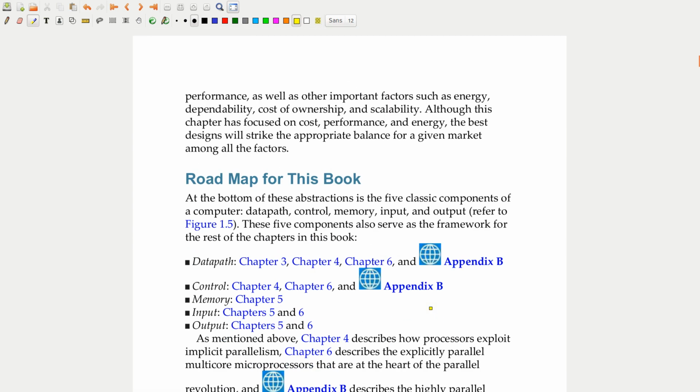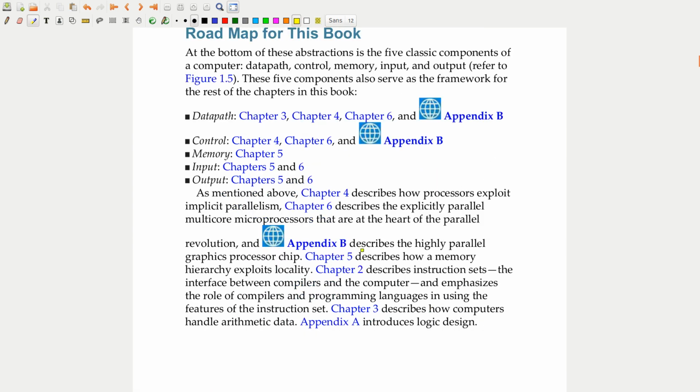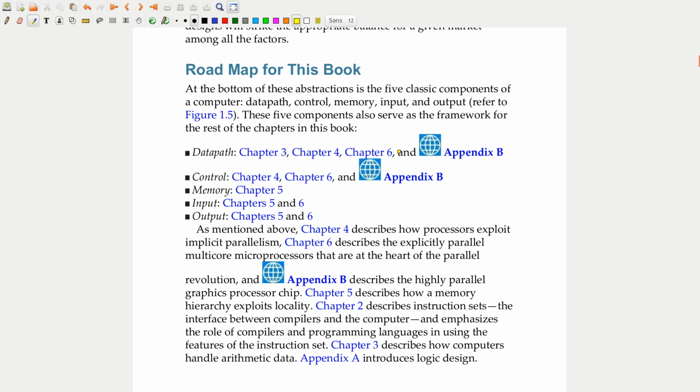Okay. So let's see what the best way is to break up the rest of this book. If we want to learn about data path, it's going to be 3, 4, 6. Control is going to be 4, 6, and appendix B. Memory is 5, input is 5 and 6, output is 5 and 6.